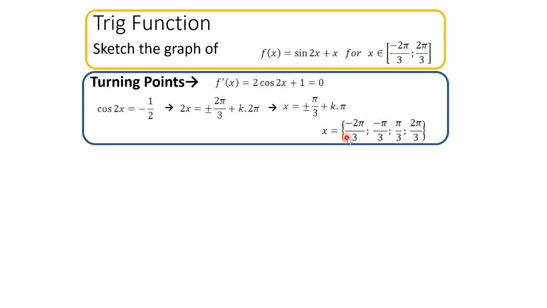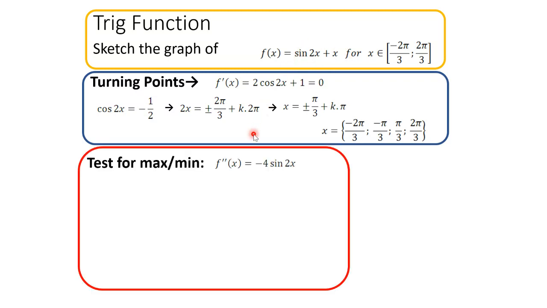Okay, so these are the x values of all of my turning points. I now need to substitute these points into my original to get the y value of my turning point. But I also need to establish whether those turning points are minimum or maximum. And it's quite tricky to put this on a number line and test the gradient. So in this particular case, especially with trig, it is a good idea to find the second derivative.